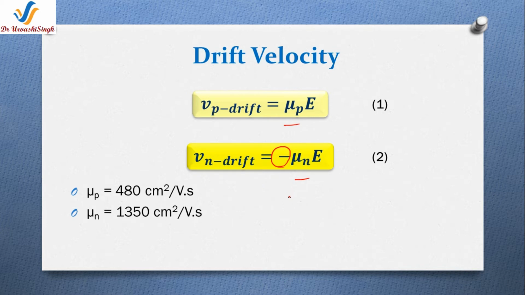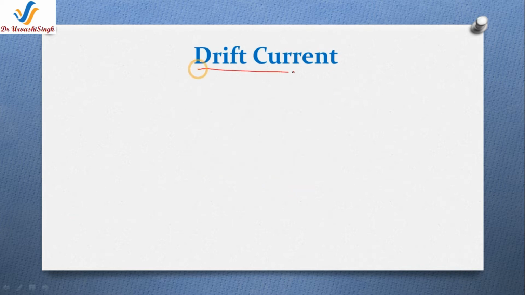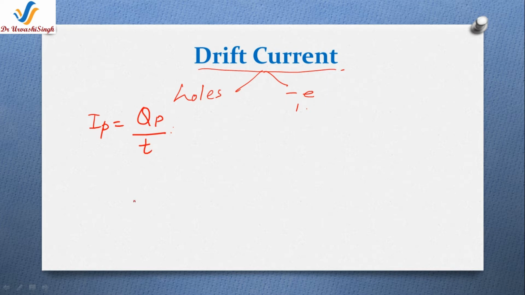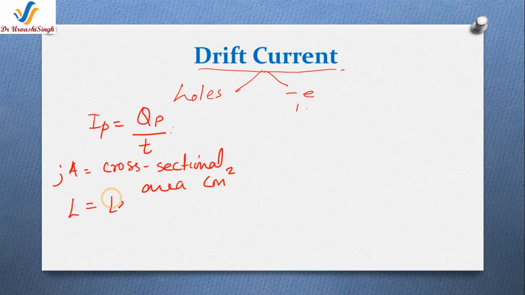Now let's derive the drift current. Students, as you have seen, drift current is due to the movement of charge carriers, holes and electrons. So the current contribution by the holes is given by Ip equals the total charge flowing in unit volume per unit second in the silicon bar. Here assume that A is the cross-sectional area of the silicon bar, so it is cross-sectional area, unit is centimeter square. And the length of the silicon bar is L, in centimeter.